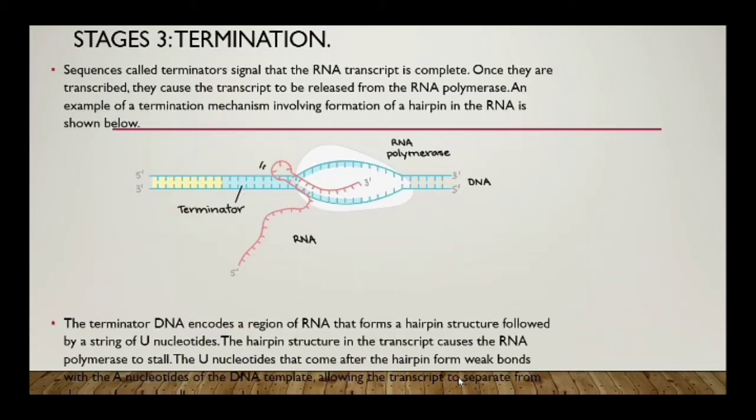Stage 3, termination. Sequences called terminators signal that the RNA transcript is complete. Once they are transcribed, they cause the transcript to be released from the RNA polymerase. An example of a termination mechanism involving formation of a hairpin in the RNA is shown below.